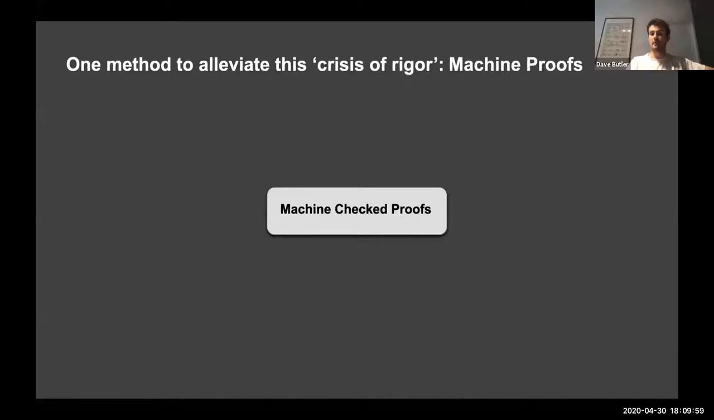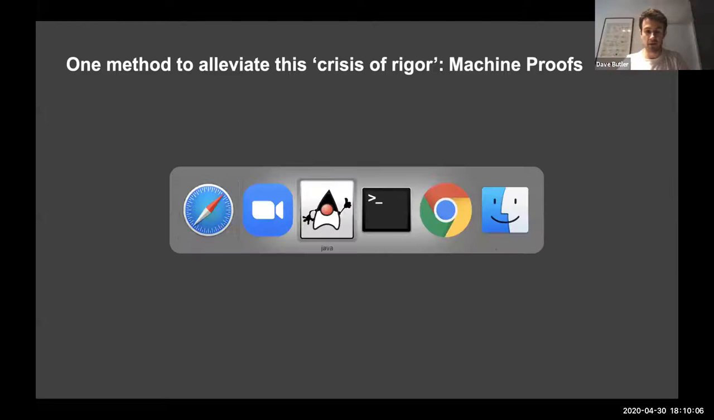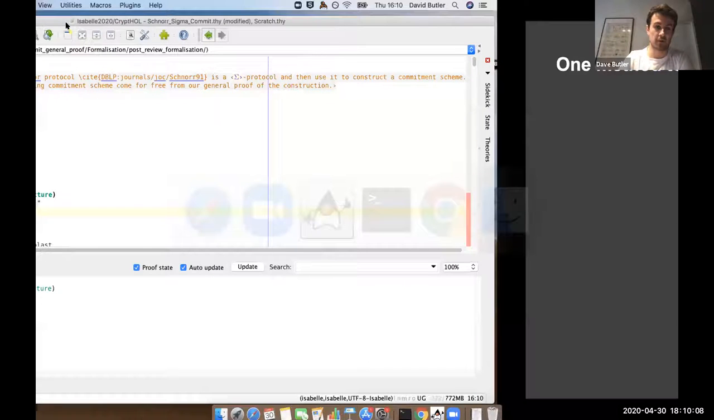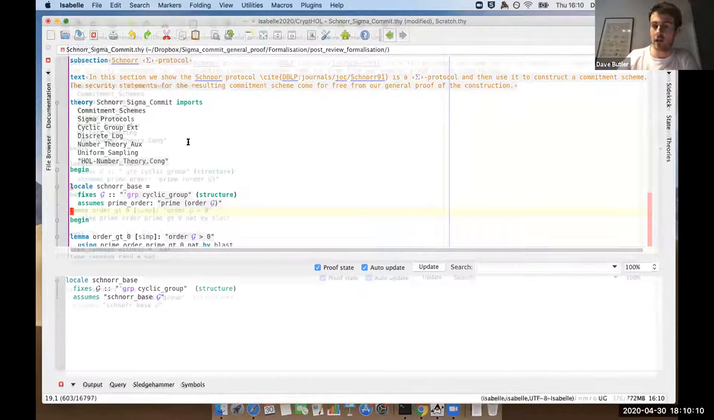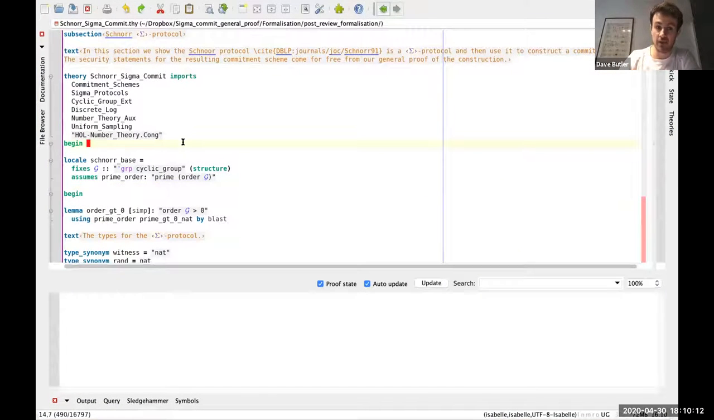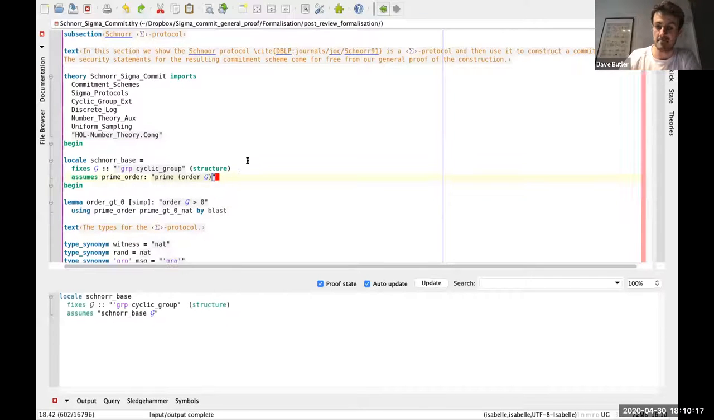So one method that we might be able to use to alleviate this crisis of rigor is the idea of having machine-checked proofs. Now, before I go into too much else, I want to just show you what a machine-checked proof looks like. So hopefully here my screen has changed and you'll see Isabelle. This is a theorem prover. This is what we're dealing with in this work.